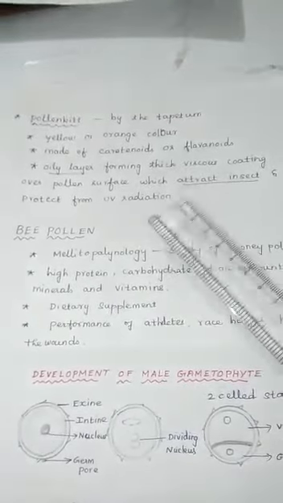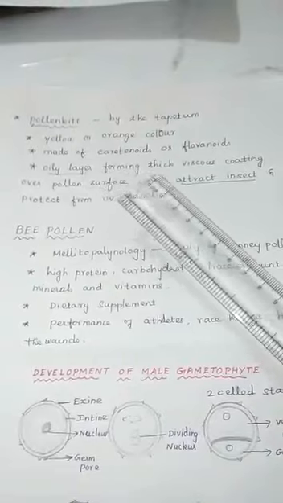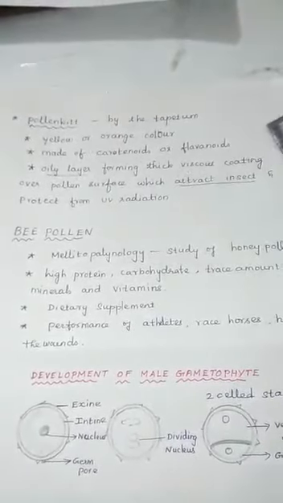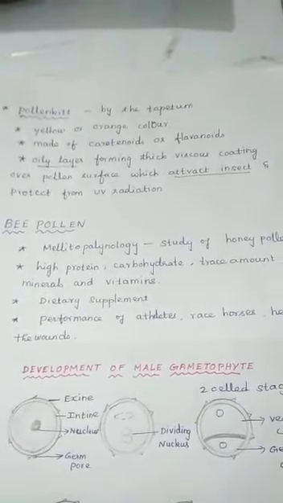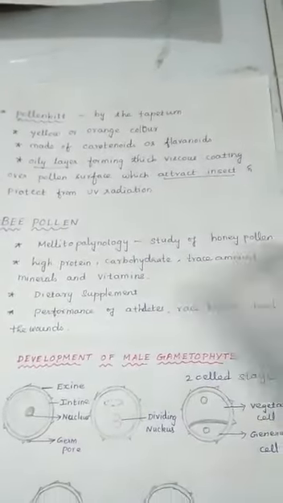Which one is protecting from the UV radiation? Pollen kit. Which one is attracting the insects? It is the pollen kit. Which one is helping in preventing damage from the strong acid? It is the sporopollenin. Next one, the commercially useful substance is bee pollen.